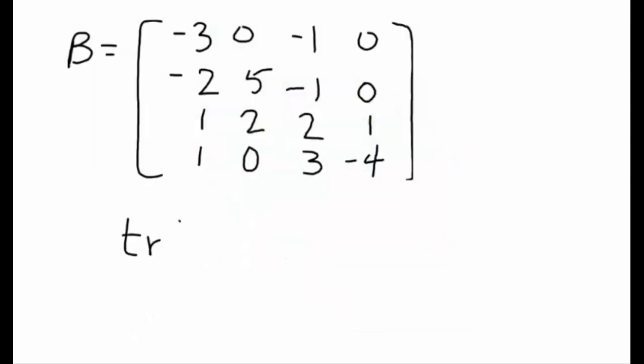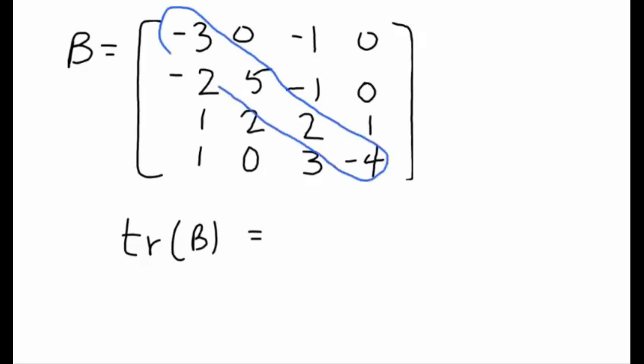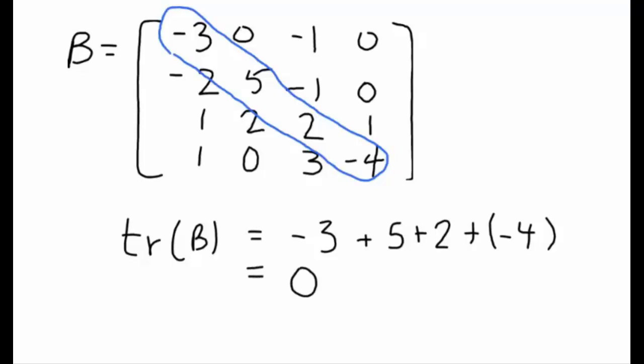Alright, take the time now to pause the video and try to calculate the trace of matrix B. Okay, remember what we do is we first take a look at the values on the main diagonal, and then we add them all together. So in this case, the trace of B is going to be -3 plus 5 plus 2 plus -4. Alright, this is equal to 0.